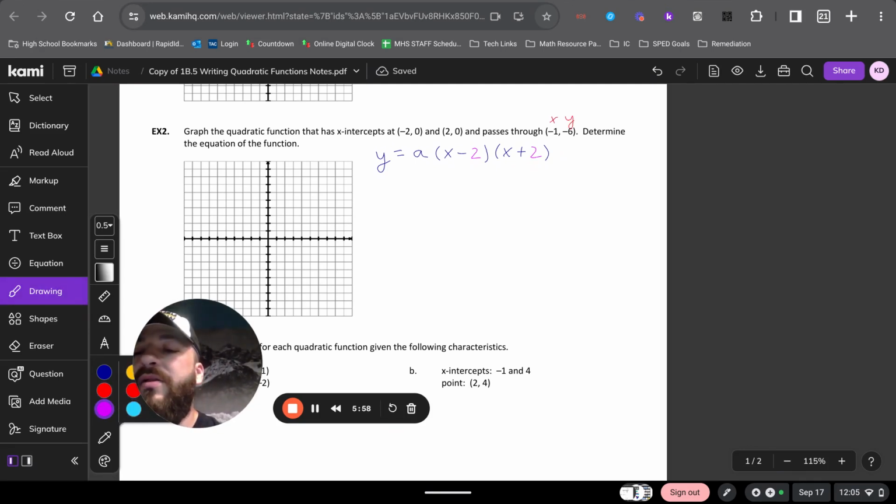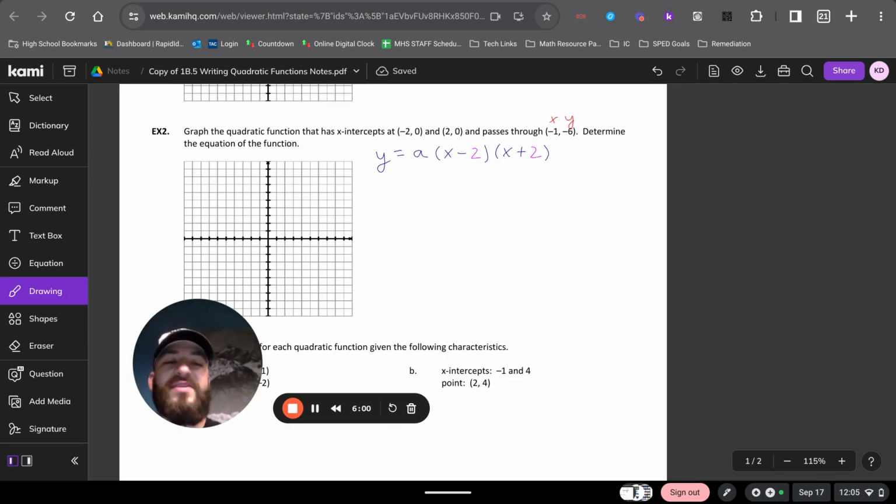And I got a little ahead of myself. Let's go ahead and graph this real quick just so we have an idea of what this should look like as well. So -2, 0, and 2, 0, with the extra point -1, -6. 1, 2, 3, 4, 5, 6.